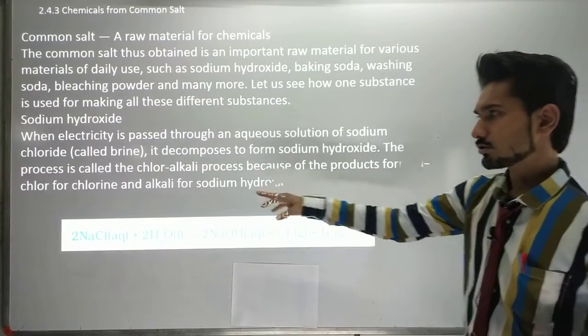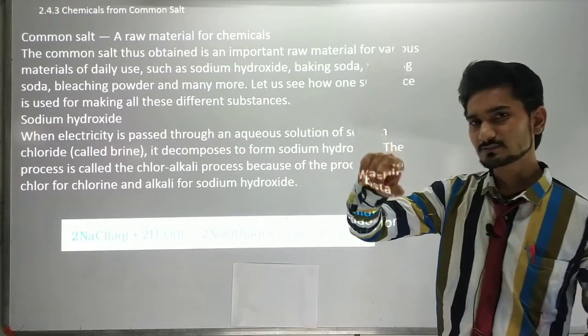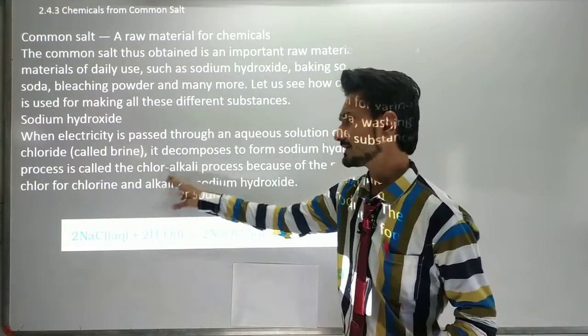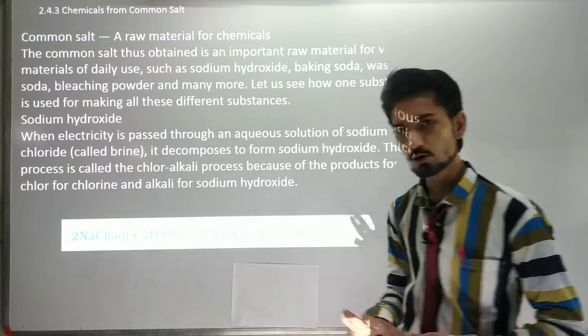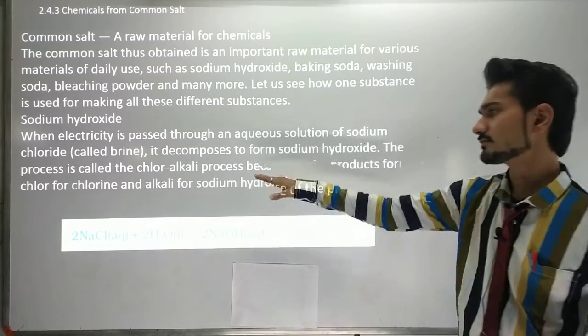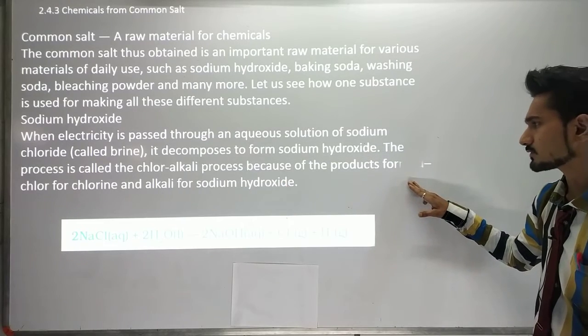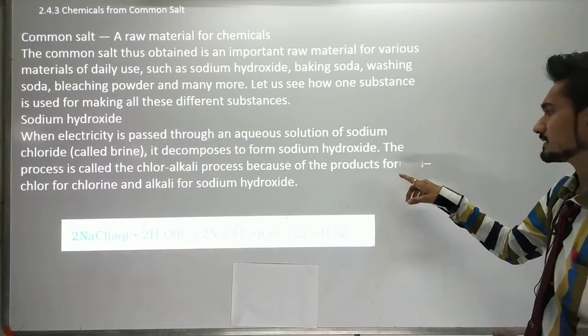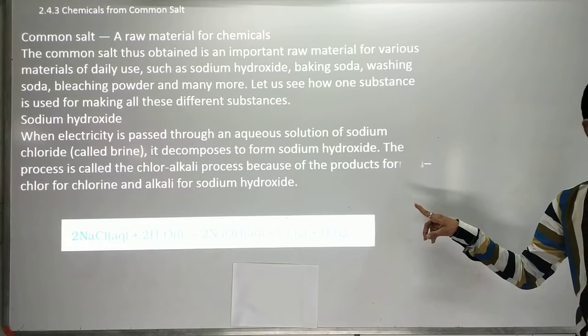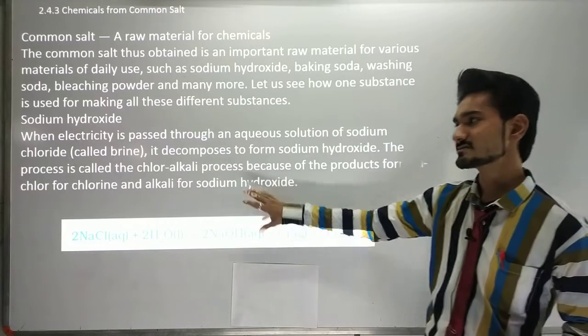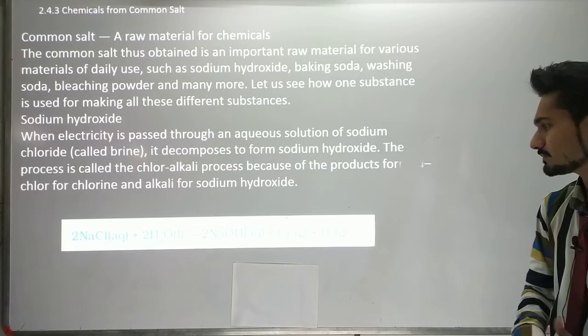The process is called the chlor-alkali process because it makes two products, chlorine and alkali. Chlor means chlorine and alkali means sodium hydroxide. So these two products are made from it. Because of the products formed, chlor from chlorine and alkali from sodium hydroxide, that is why it is called the chlor-alkali process.